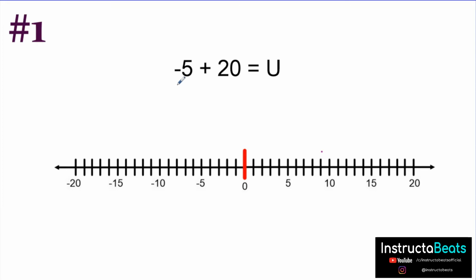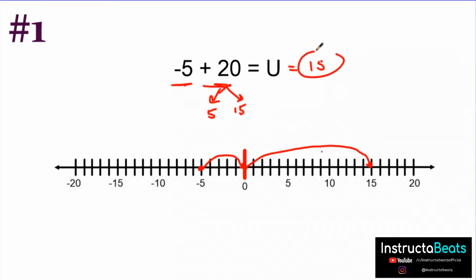So number 1 is pretty straightforward. Here we're going to start at -5, and then we're going to be adding 20. So we're going to be adding a positive, which means we're moving to the right 20 places. I'm going to be crossing over 0. So I'm going to decompose this into a +5, which leaves me with 15 left over. So I'm going to get to 0, and then I'm going to go the rest of the way, and I'm going to end up at +15. So for this question, u equals 15.